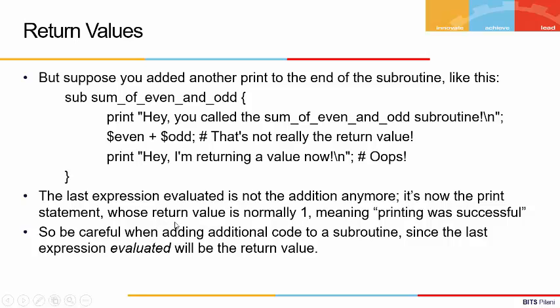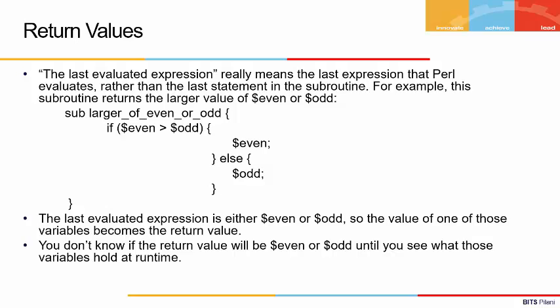This will return the value normally 1, saying that the printing was successful. So it's not returning the value after adding the variables even and odd. It is returning the value 1. So we need to be careful about what we do last. This is important while we are writing a subroutine and deciding what we want to return as a value. Okay, fine.